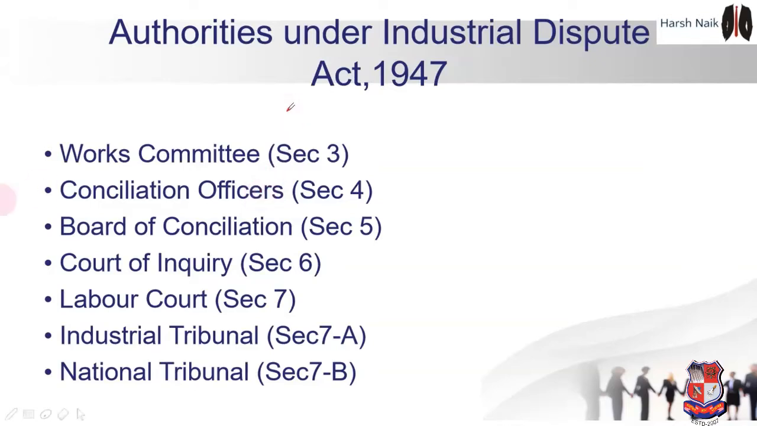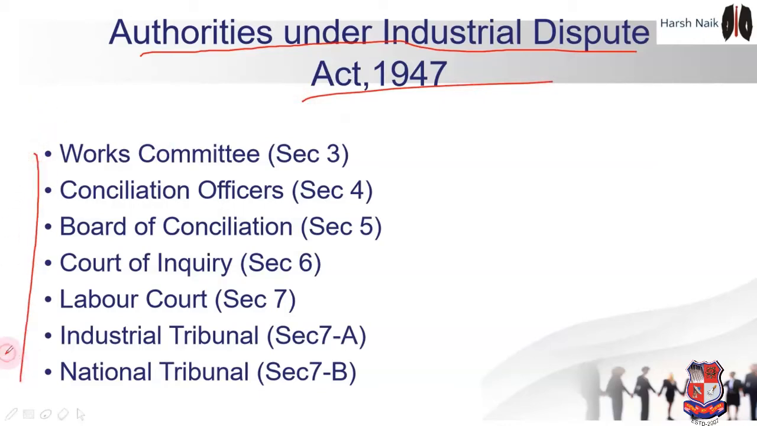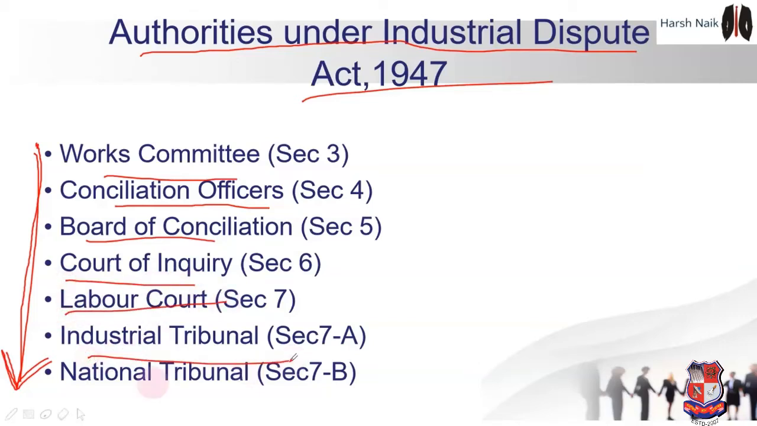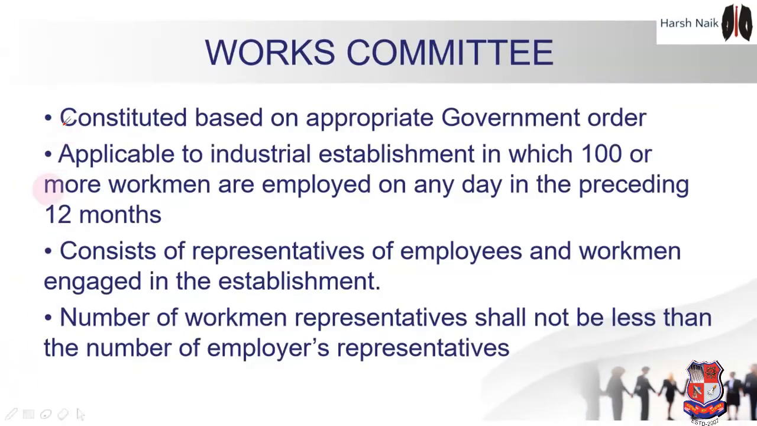Now here let us discuss some authorities that come under the Industrial Disputes Act 1947. Basically, these authorities are in a hierarchical manner, going from lower level to higher level. There are different types of authorities: Works Committee, Conciliation Officer, Board of Conciliation, Court of Inquiry, Labor Court, Industrial Tribunal, and National Tribunal. These are all going from down to up level, right? Let us see one by one.